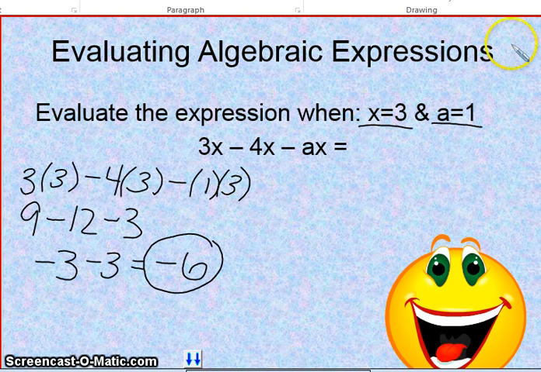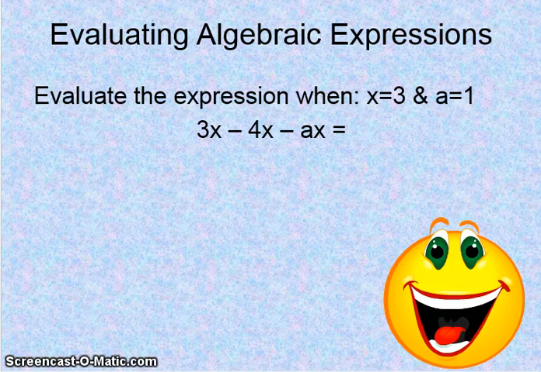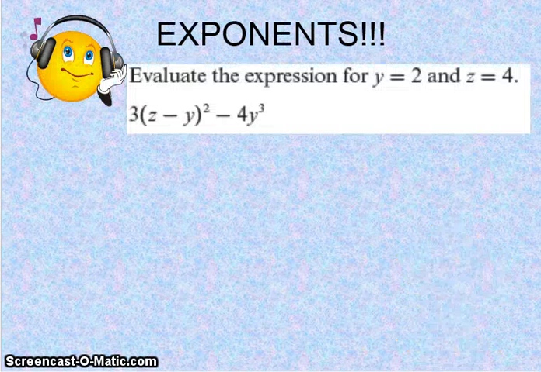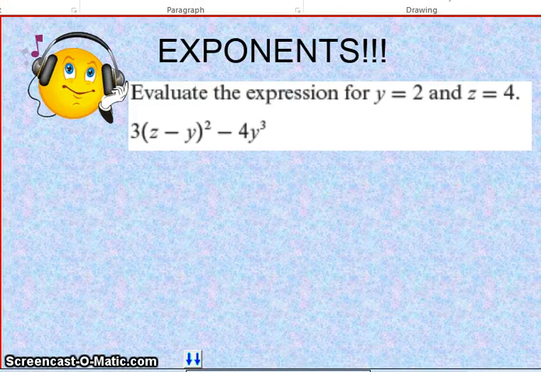Again, when we want to simplify expressions, we just plug in the numbers that the variables are equal to into the expression and then solve using order of operations. Here we have another example, another one you're going to want to write down in your book. Evaluate the expression for y equals 2 and z equals 4.